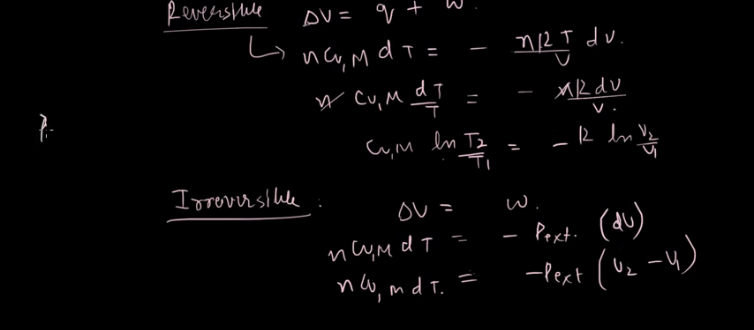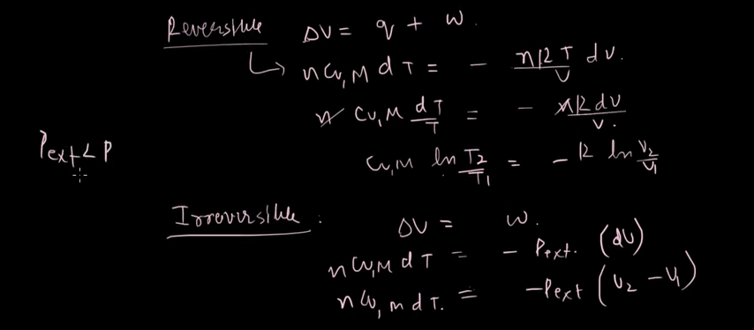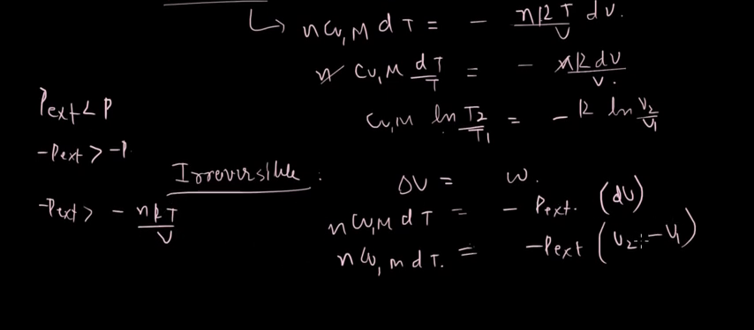So we know that p external would be less than p, which was the pressure in the case of the reversible process. So minus p external would be greater than minus p. This implies that minus p external would be greater than minus p, and the value of p would be nRT upon V. Okay, so let us rewrite it something like this.